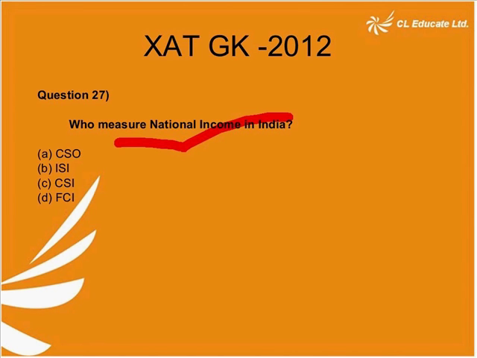Well, there has been a confusion between two answers, I guess, rather three answers. People are confused between CSO, CSI and FCI. Remember, what is ISI? Indian Statistical Institute. Well, most of you have given the correct answer as CSI, but it is not. The correct answer is CSO, Central Statistics Office. CSO estimates, as it is commonly called.